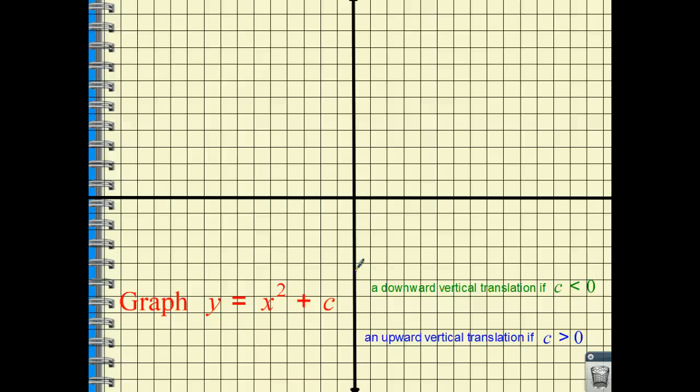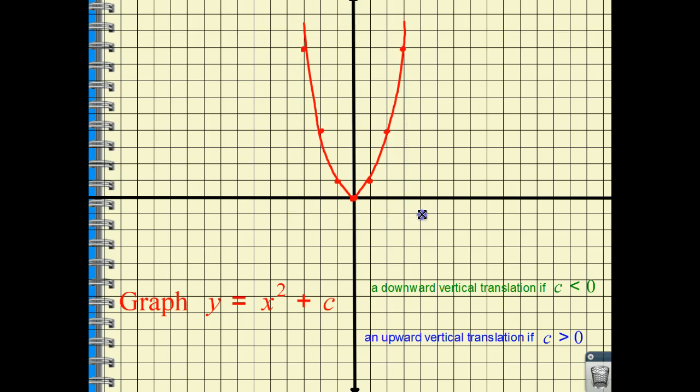All right, so again, we're going to start with the old parent function. There's our axis of symmetry again. All right, there is the parent. Let's see how that works.